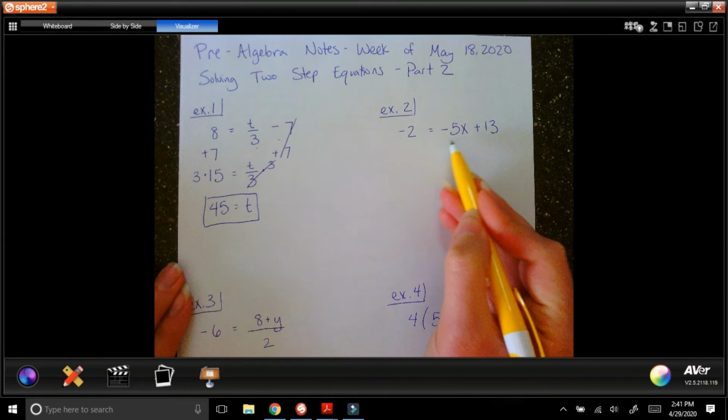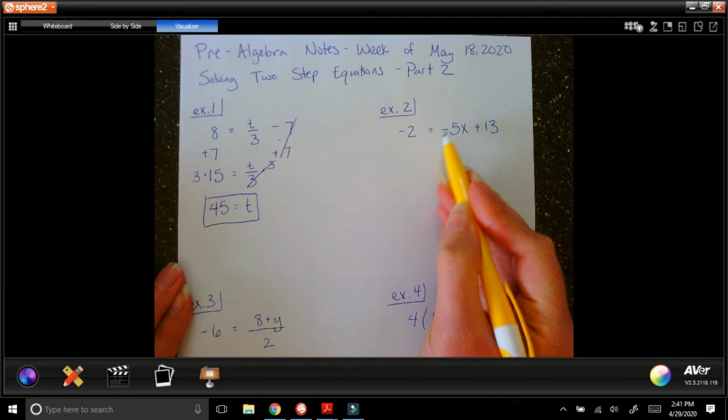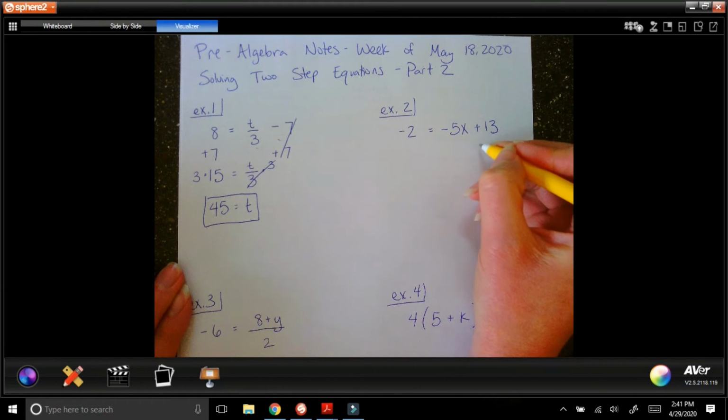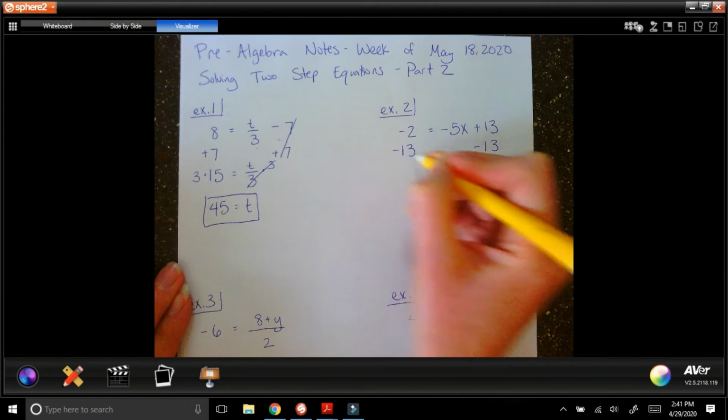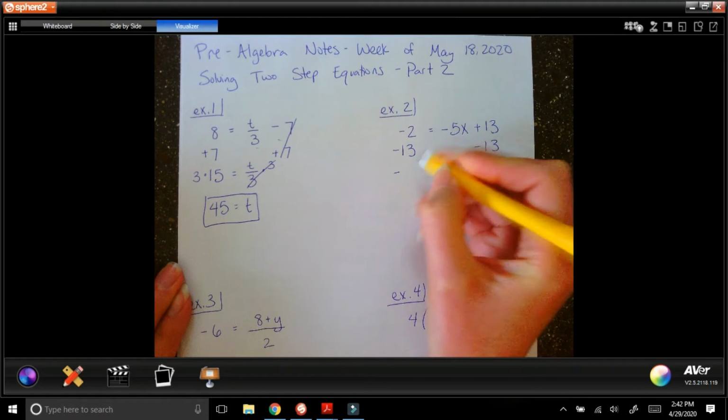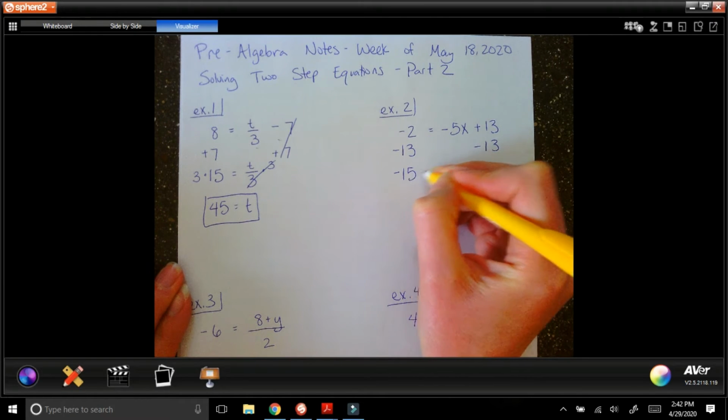For this next one, this looks a lot like last week, but we have just some negative signs and negative numbers to deal with. I'm going to start by subtracting 13 from each side. So negative 2 minus 13 is negative 15.